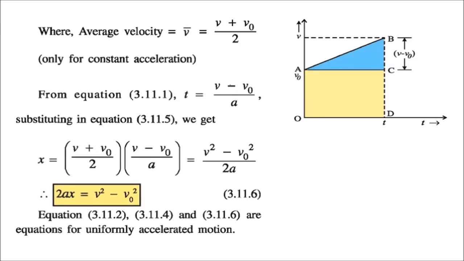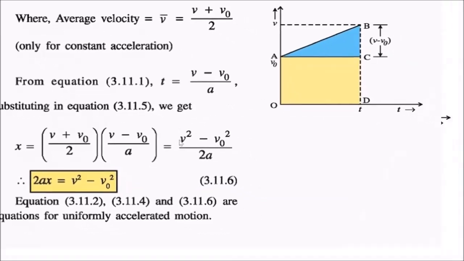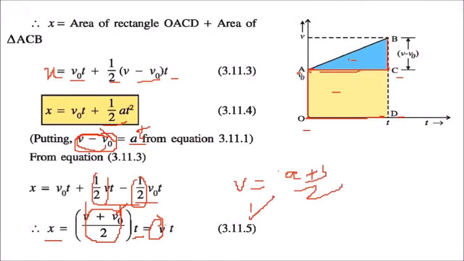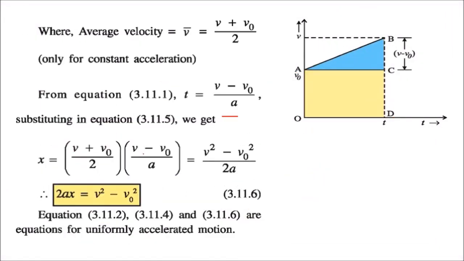From the first equation we get t equal to (v minus v0) by a. Now let us put this in equation 11.5. So when we put it here, x equal to (v plus v0) by 2, we already had, in the place of t we can put this. So we get another equation, x equal to (v square minus v0 square) by 2a. Take 2a on this side, we get 2ax is equal to v square minus v0 square. So these three equations are very important. These are the equations for uniformly accelerated motion.